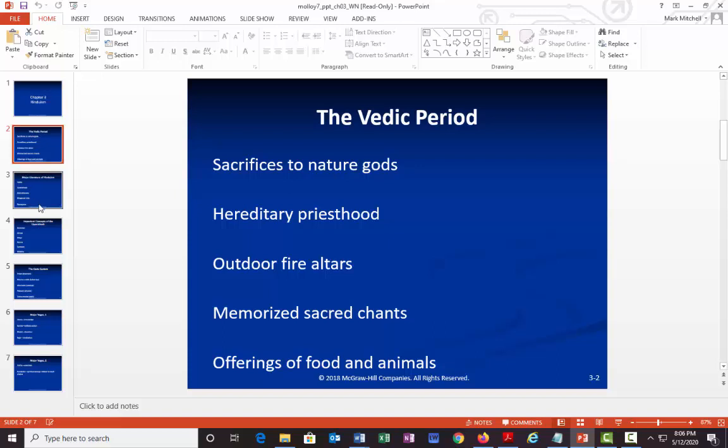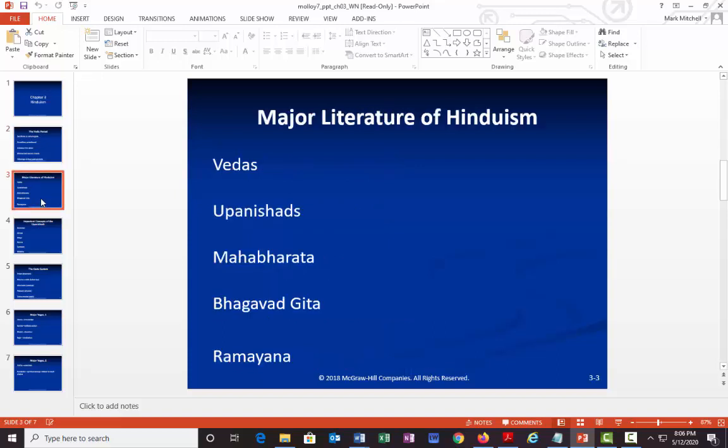Okay, so let's proceed to the next slide, and some of the major literature of Hinduism is featured here. I want to mention several things to give you a good idea. A lot of these words, if you haven't seen them before, can be kind of confusing to get clear in your mind. But we've mentioned how old Hinduism was, and so some of these sacred books that contain their teachings are very old as well.